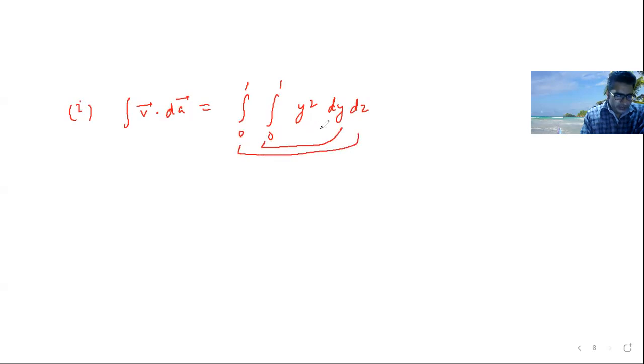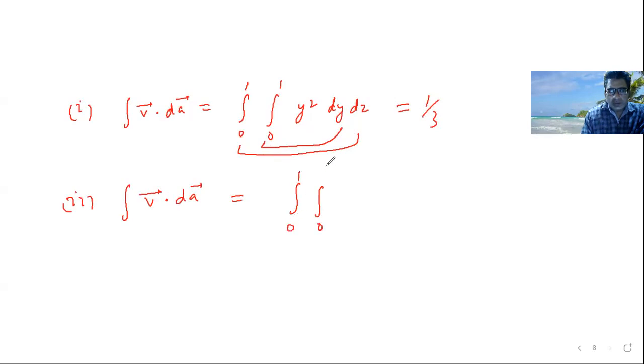When you do that, this will be equal to 1 by 3. Check all these things. Don't trust me, evaluate. It will be 1 by 3. Then I have the second face. V dot dA for the second face will be integral 0 to 1, 0 to 1. Now I will have a minus here, y square dy dz. Can you tell me why this minus? See why this minus.